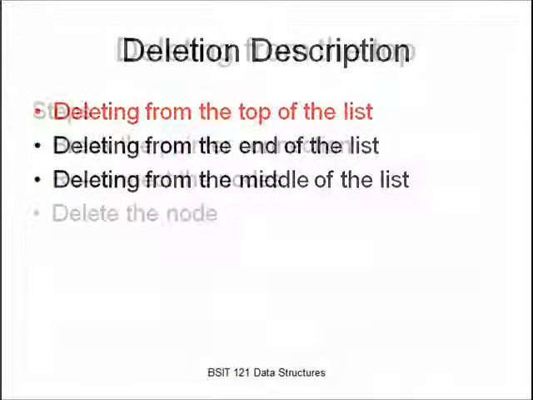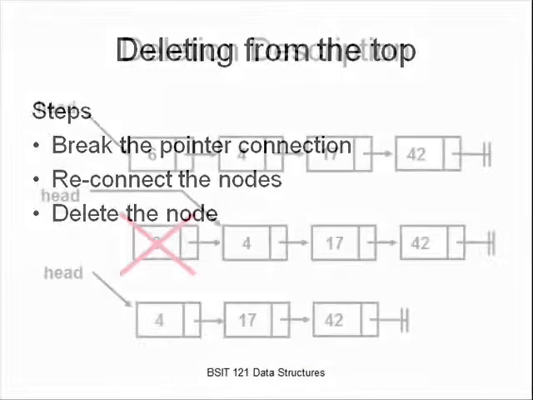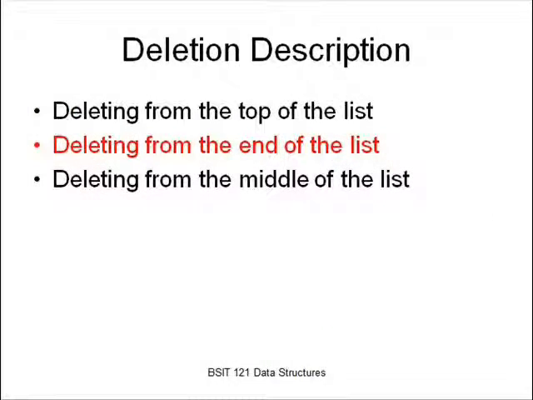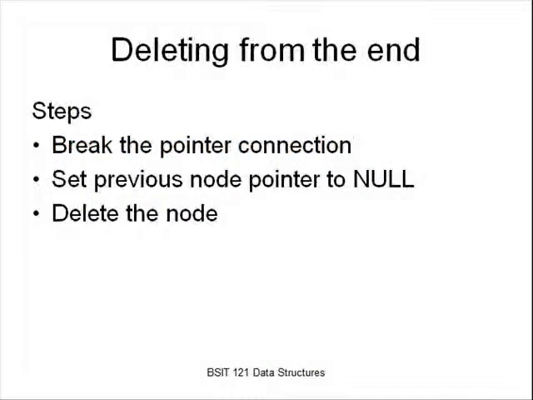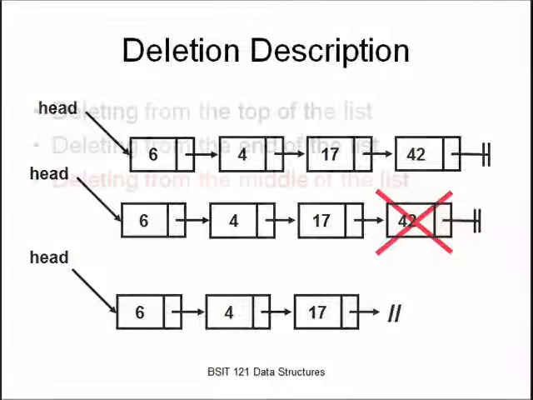Deleting from the top of the list, and the steps are: break the pointer connection, reconnect the nodes, delete the node. And this is how it works. Deleting from the end of the list, and the steps are: break the pointer connection, set previous node pointer to null, delete the node. And this is the procedure.